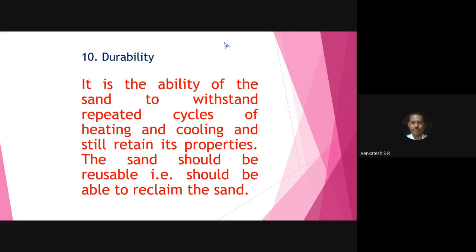This is durability of the mold cavity, which is essential. Otherwise, there may be a problem. There may be a change in the size and shape of the mold cavity, and you will not get the exact size and shape of the mold cavity.